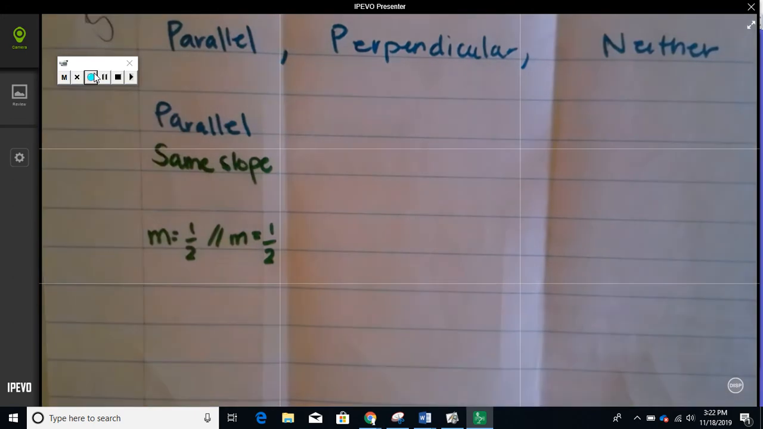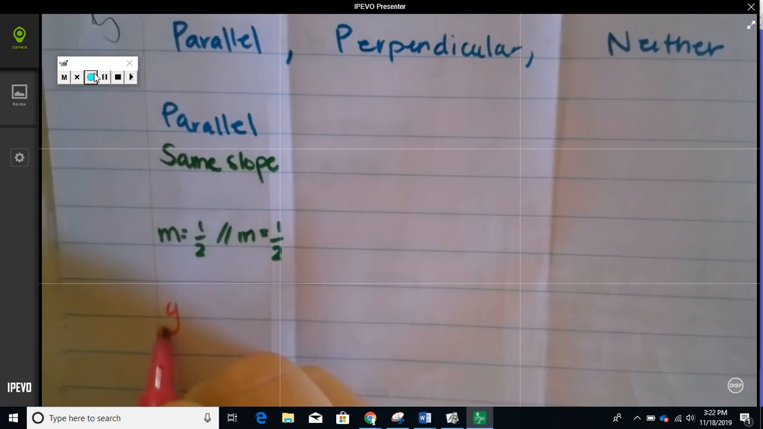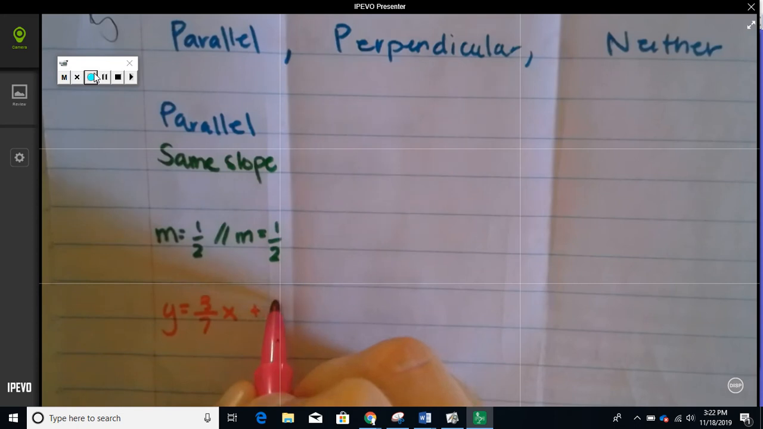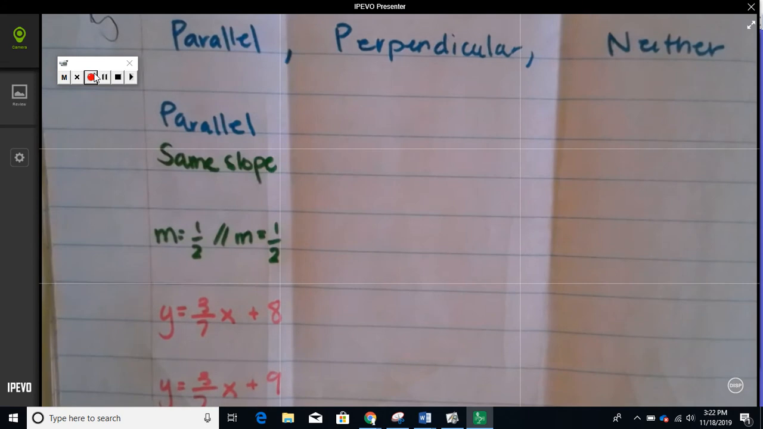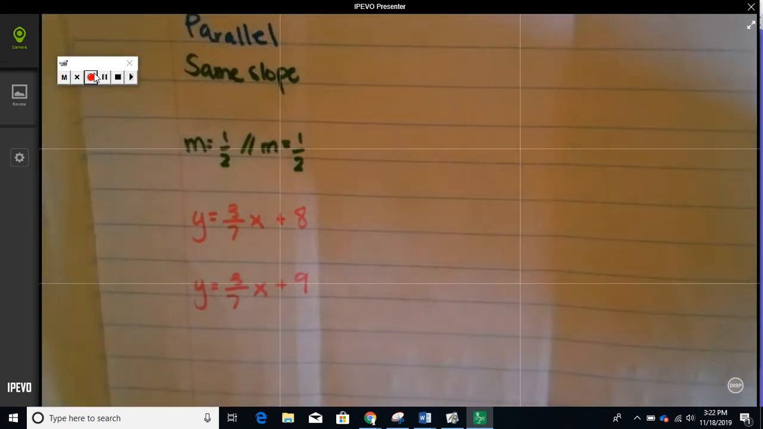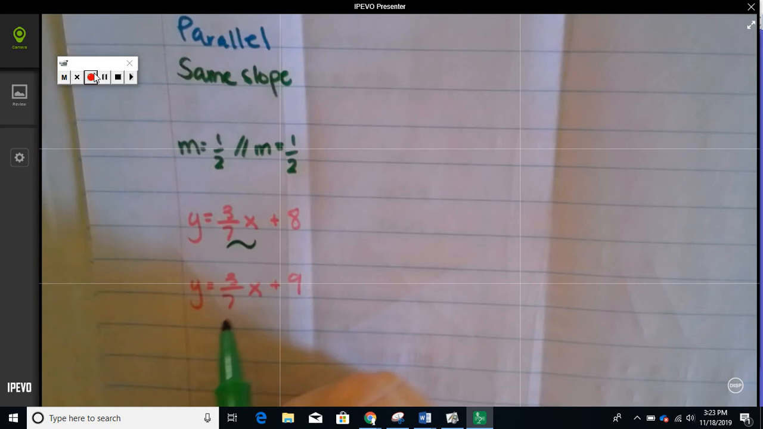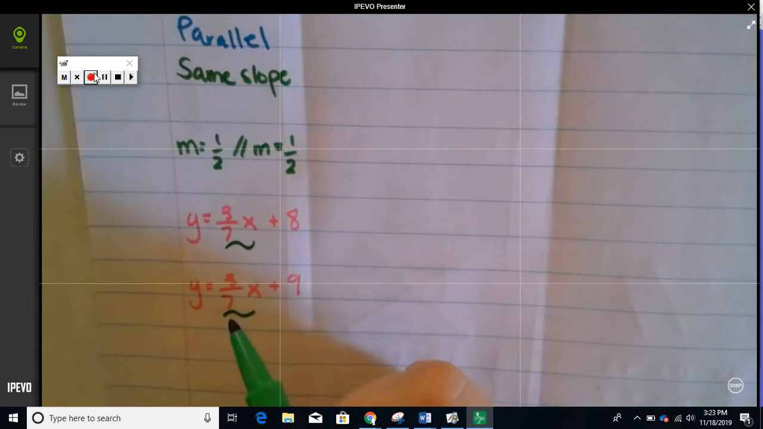If I find my pen. So let's just say the equation is y equals 3/7 x plus 8, y equals 3/7 x plus 9. Okay, the one with x is your slope. So this one right here has the x, this one right here has the x, so they would have the same slope. So that would mean those lines are parallel.